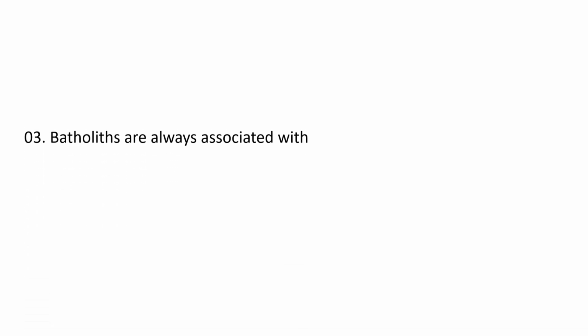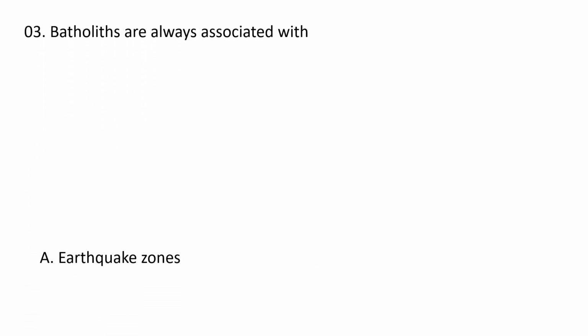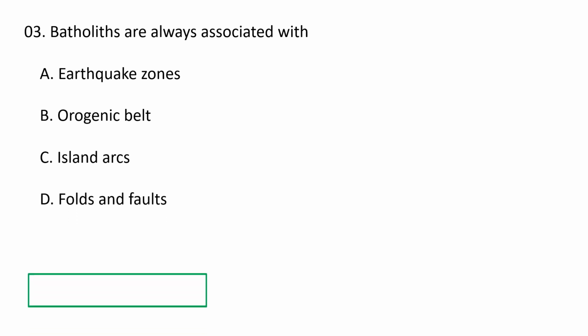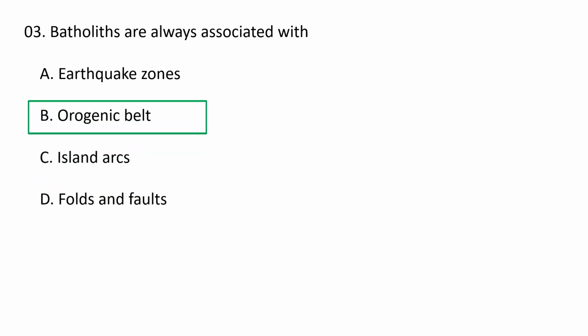Next question. Batholiths are always associated with A. Earthquake zones, B. Orogenic belts, C. Island arcs and D. Folds and faults. So batholiths are always associated with the orogenic belt. So granite is most abundantly preserved in batholithic orogenic belts.